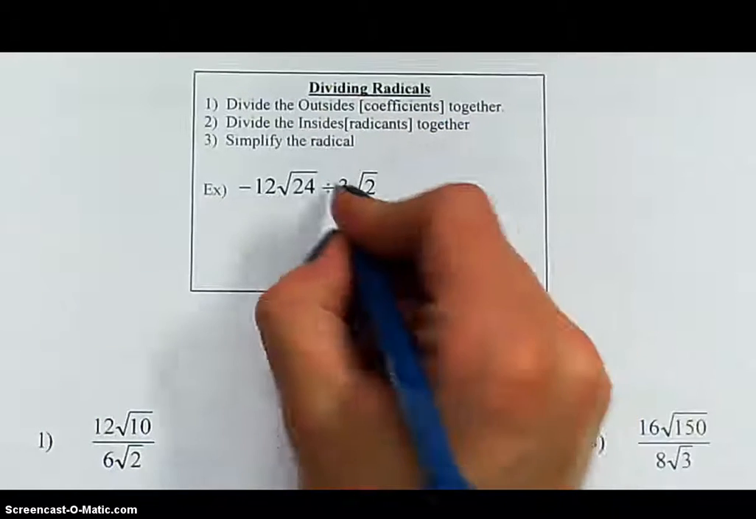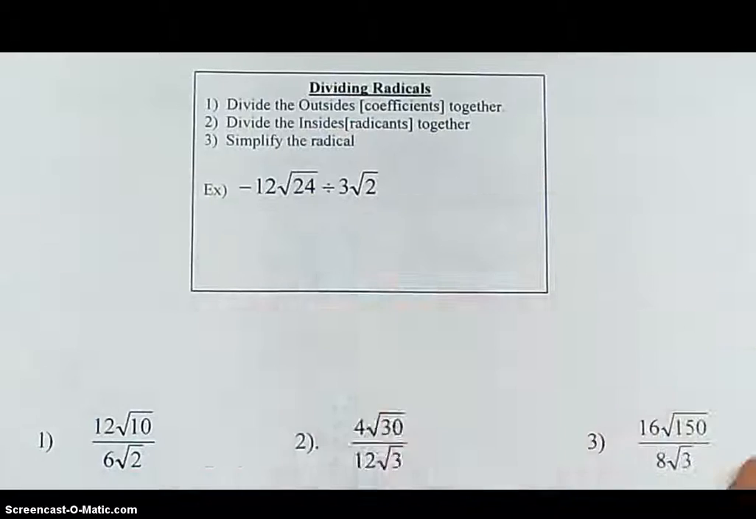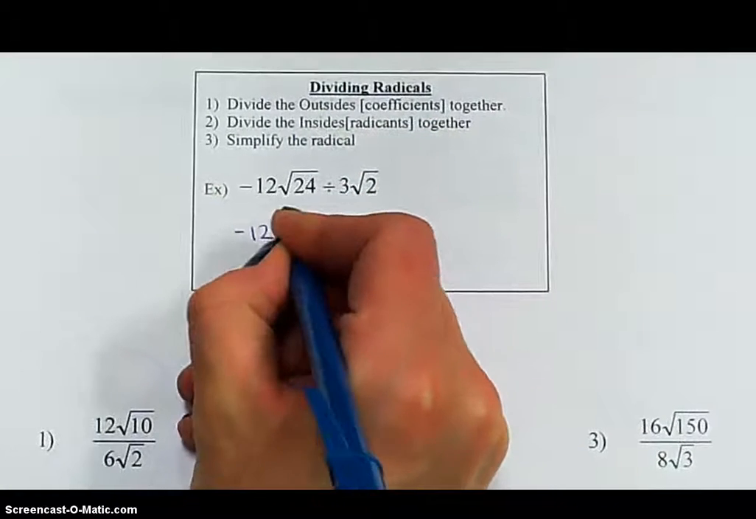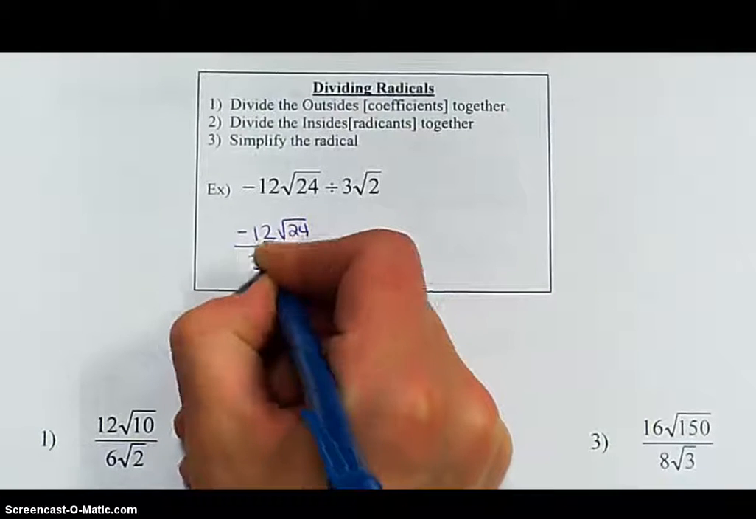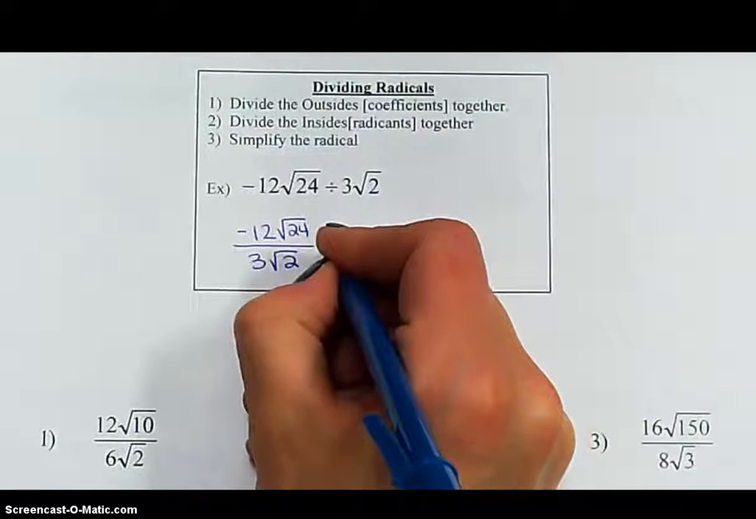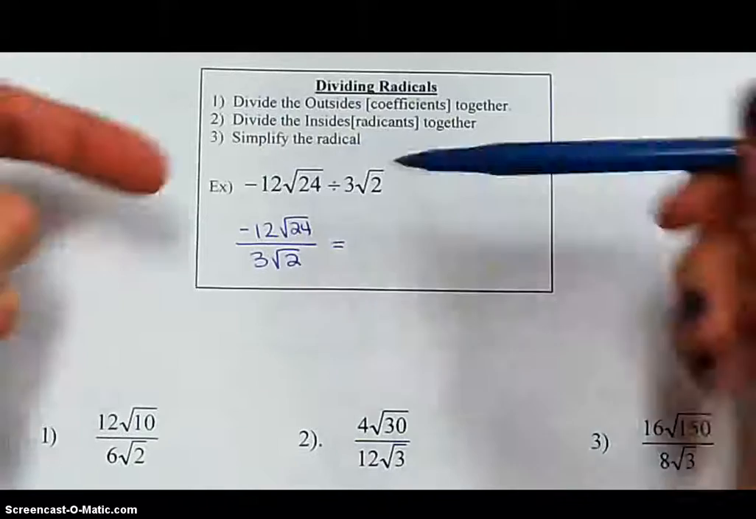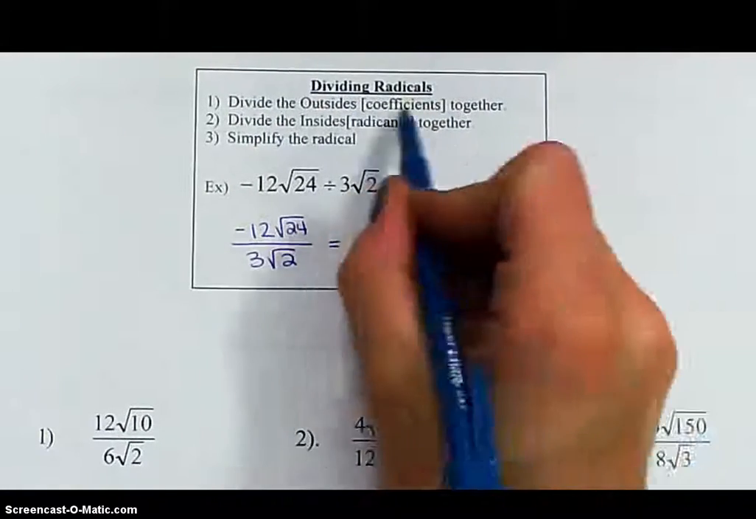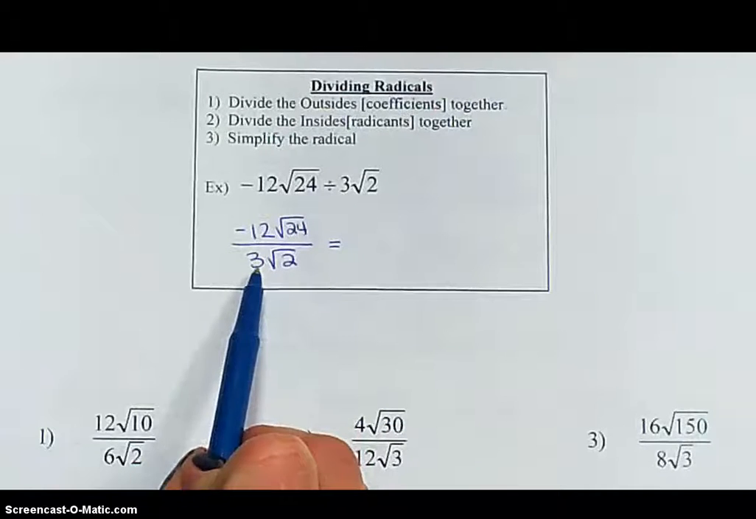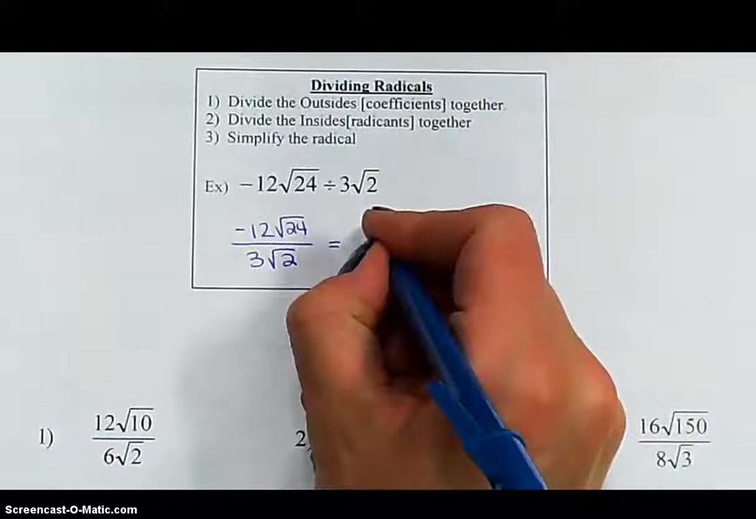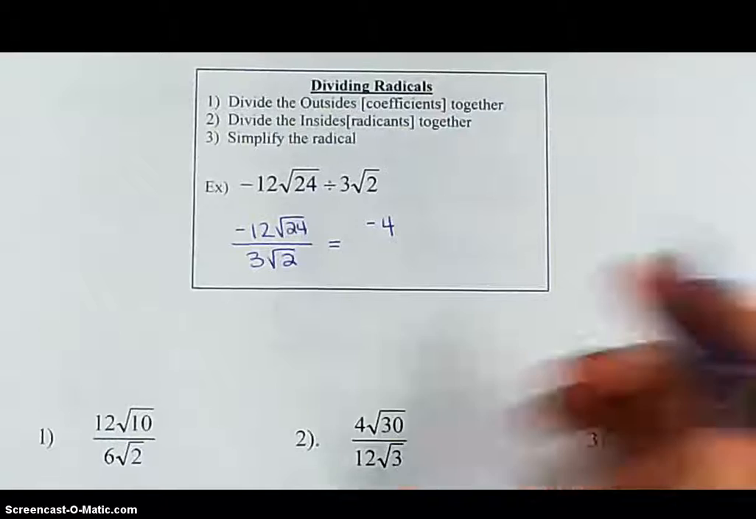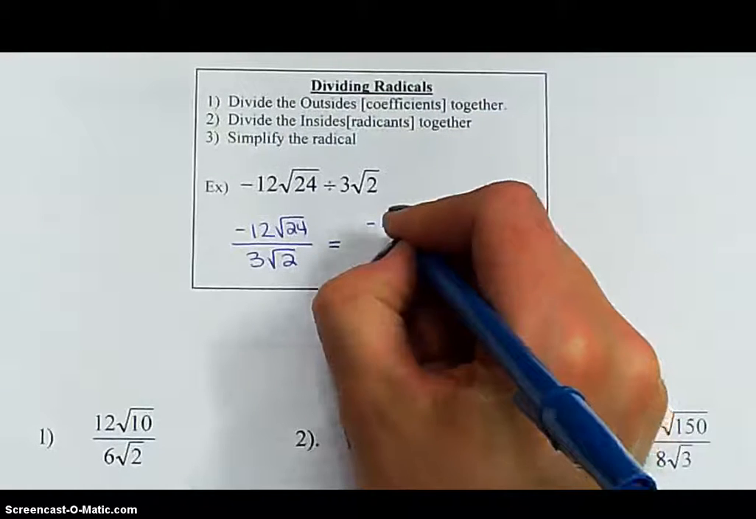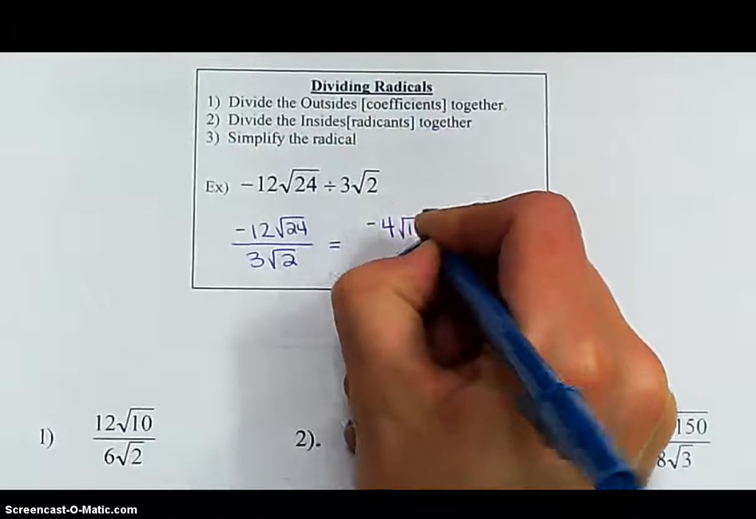So here we're dividing. Instead of writing it out this way, I'm going to write it as a fraction, because we know fractions are just division, over 3 radical 2. I like to write it this way because then I'm just going to divide the numerator by the denominator. So let's take a look. Coefficient divided by coefficient. Negative 12 divided by positive 3 is going to give us a negative 4. And then you divide the radicals. Radical 24 divided by radical 2 is going to give us radical 12.